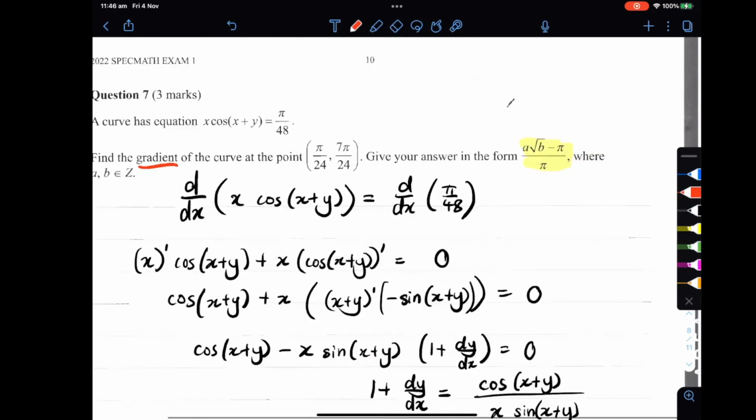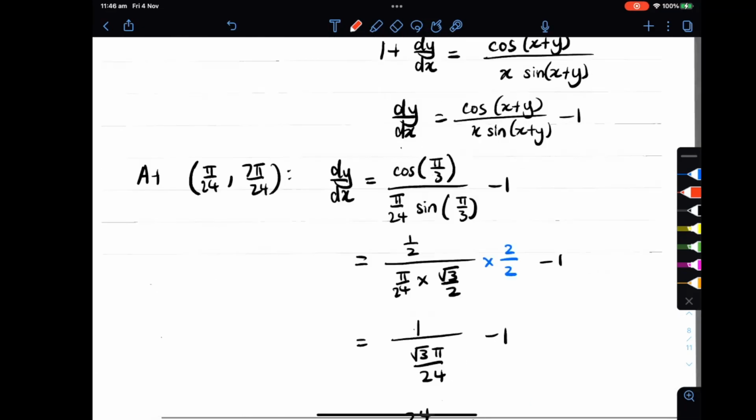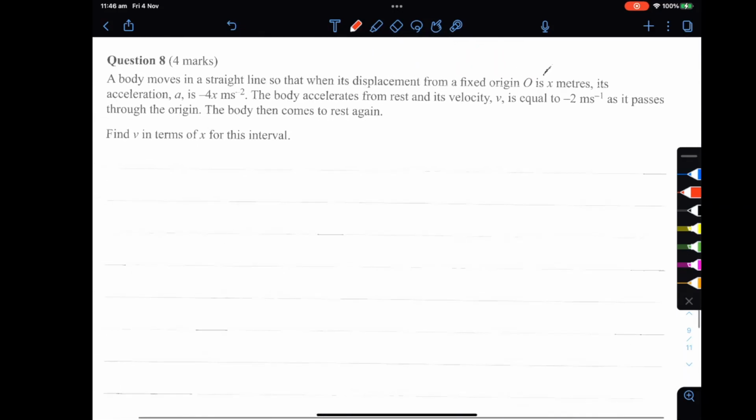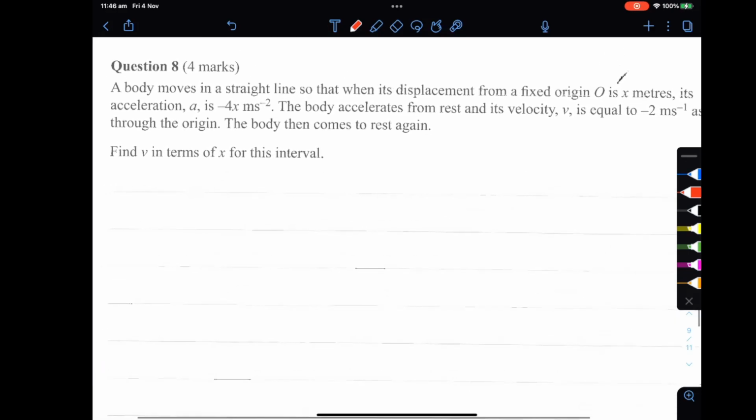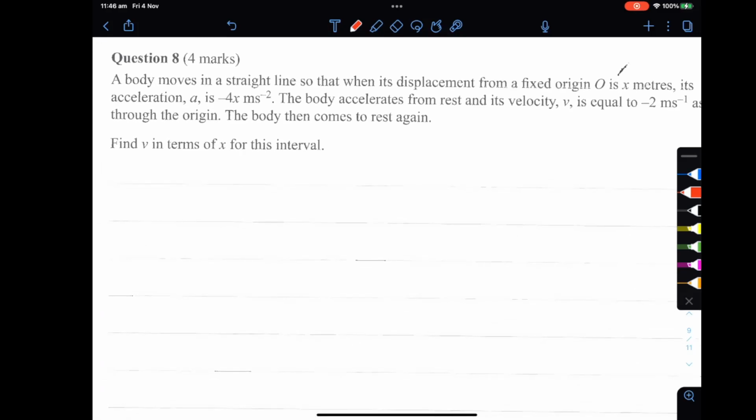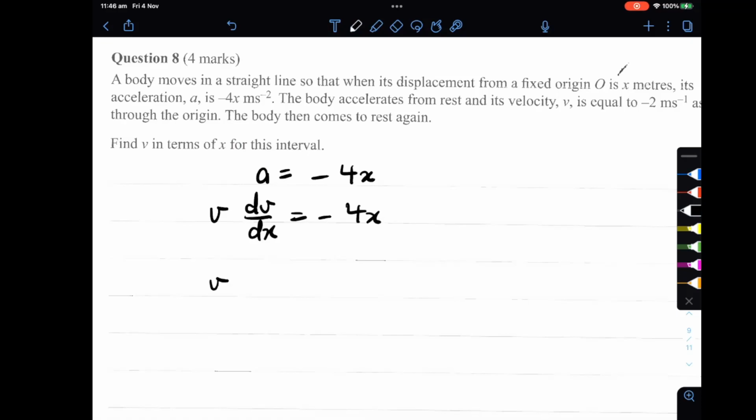Alright, so that's the answer for question 7. Gee, that was a lot of work. Okay, question 8. A body moves in a straight line. Find v in terms of x for this interval. Okay, so we have acceleration is equal to negative 4x. If we want to find v in terms of x, we have to go v dv/dx is equal to negative 4x. And of course we can just integrate this.